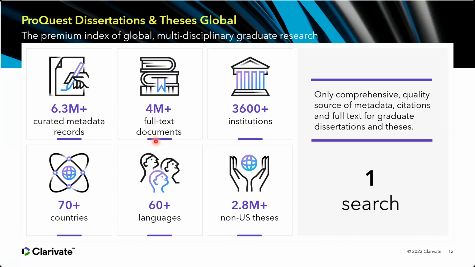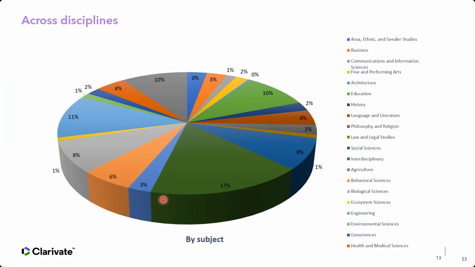These 4 million full-text records are from 3,600 institutions across the world, from 70 countries, in over 60 languages, and so on. Okay, so you have access to that. Now, you may come from a different background, and your research interests might be different. So not to worry, because in the dissertation and thesis, you can find information across disciplines that you can see on my right slide here.